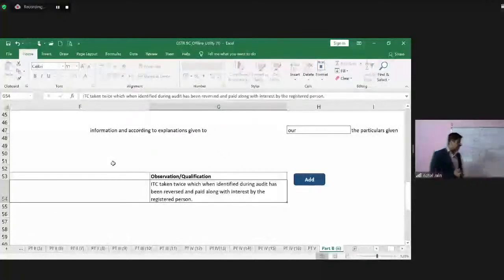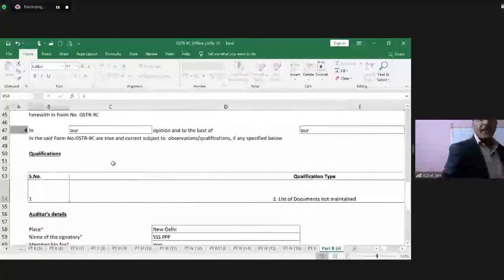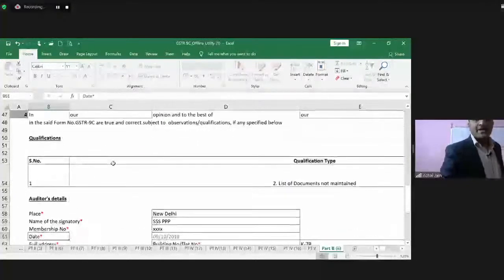So the auditor is saying that there was an observation. Subject to that observation, the particulars etc. which have been furnished are true and correct. And in respect of this observation, he has clarified how this has been disposed of. So this may actually be an observation rather than a qualification, because herein the auditor has clarified that nothing else remains.